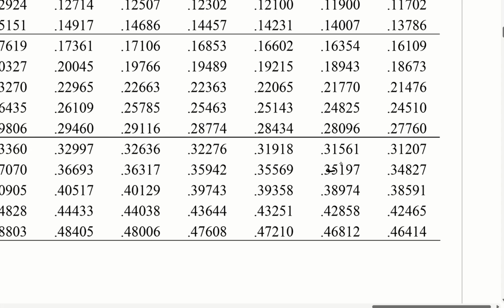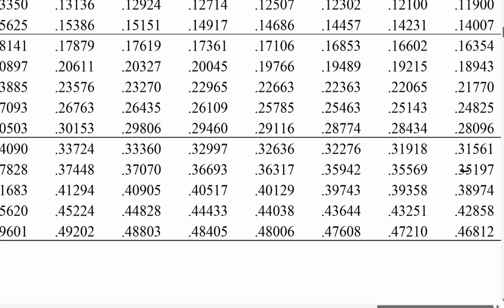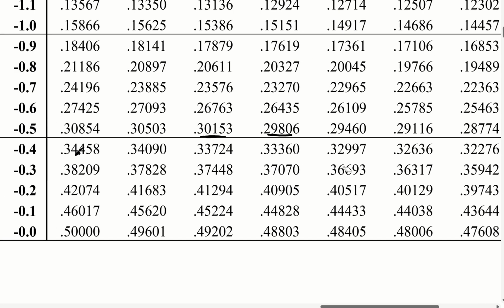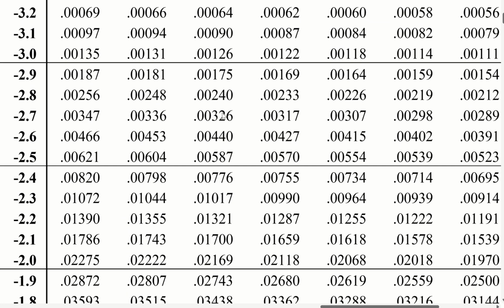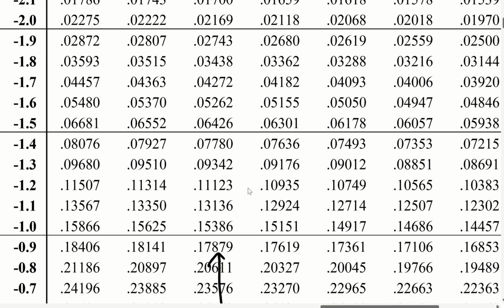That's 28%. Okay, right here, 30%. This looks pretty close. Yeah, this looks pretty close to 30%. So we're going to pick that one. So then the z-score is negative 0.52. Okay. All right, so negative 0.52. Let's go back.